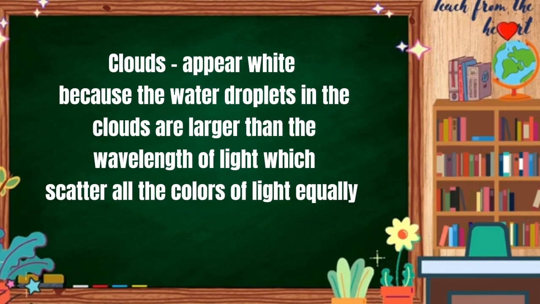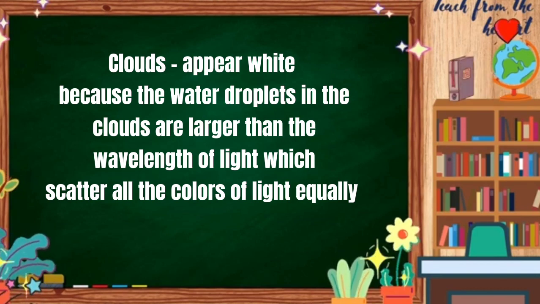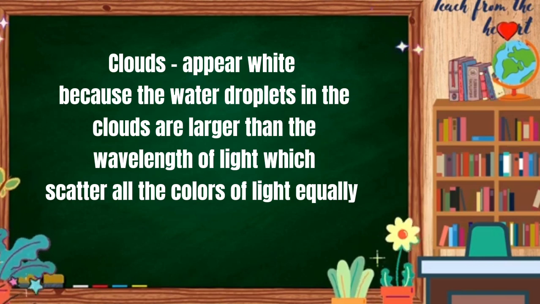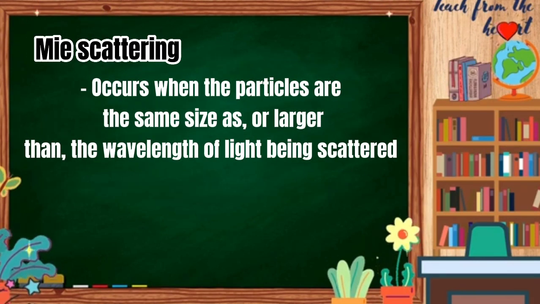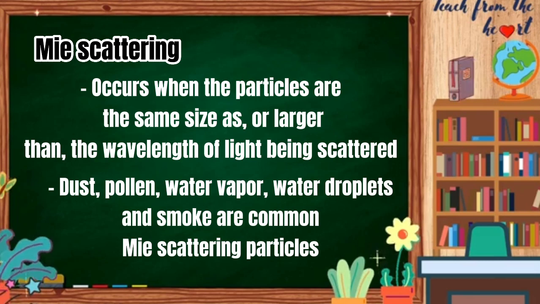Another example is the clouds. Clouds appear white because the water droplets in the clouds are larger than the wavelength of light, which scatters all the colors of light equally. Mie scattering occurs when the particles are the same size as or larger than the wavelength of light being scattered. Dust, pollen, water vapor, water droplets, and smoke are common Mie scattering particles.